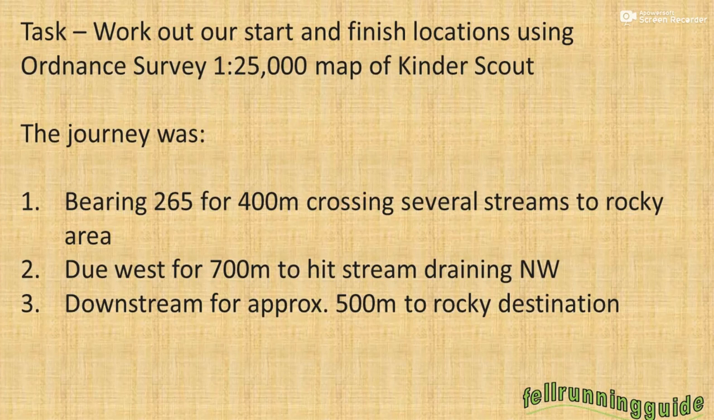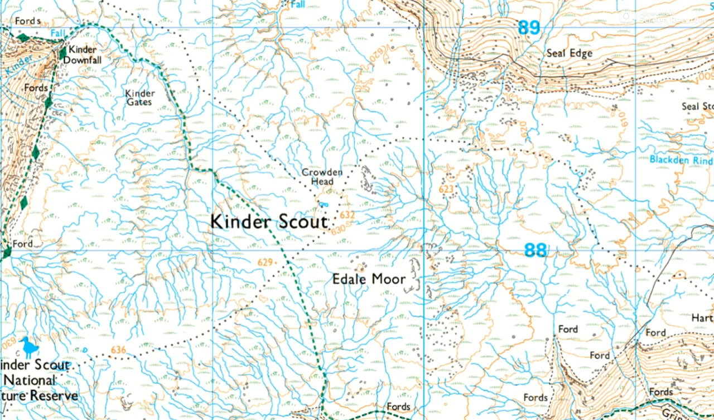We'll have a look at them in a minute, but we were using this map, which is the Ordnance Survey 1:25,000 of the Dark Peak. Somewhere on there we were starting a journey, doing three legs and finishing our journey at a different location. So let's have a look a little bit more closely at the leg descriptions.